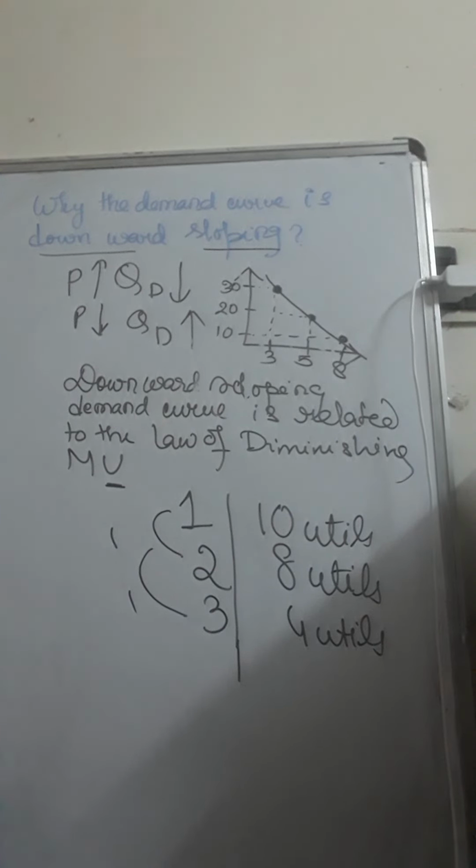In this video I will be showing you that the reason for the downward sloping demand curve can also be justified if you understand the law of diminishing marginal utility. Now what do you mean by utility? Utility means the want satisfying factor of a commodity. We consume any commodity in order to satisfy our need or want, so that is known as utility.